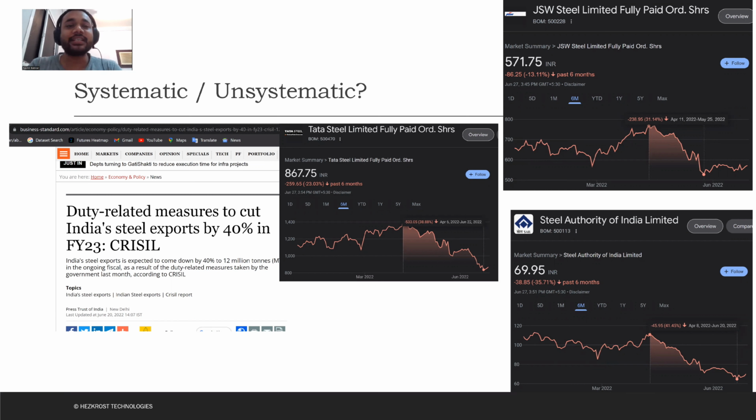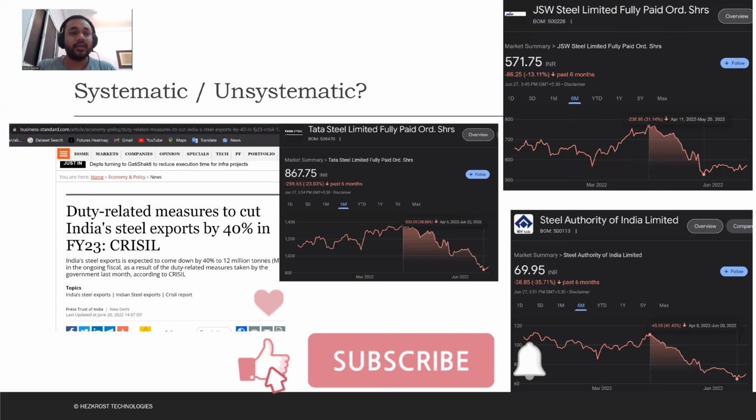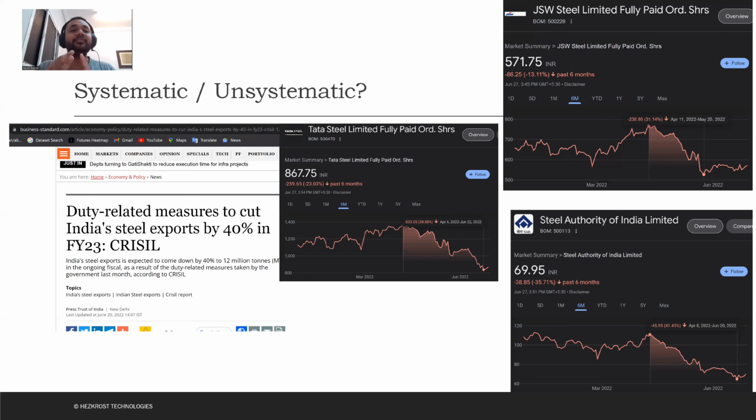Systematic. No, it will still be unsystematic because it is not affecting the whole market. It might be affecting a group of industries, the steel industry. But as such, the whole market is not just the steel industry, right? It is IT, pharma, steel, metals, alloys, tires, rubber, natural products, FMCG, anything, right? Is it affecting the whole market? No, it is just affecting a group of industries. So therefore, it would be an unsystematic risk.